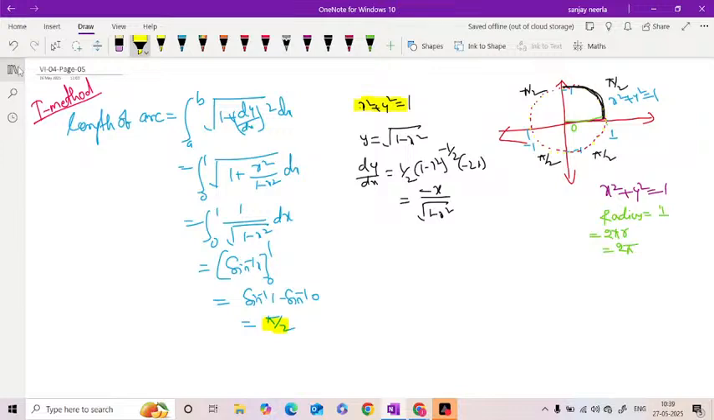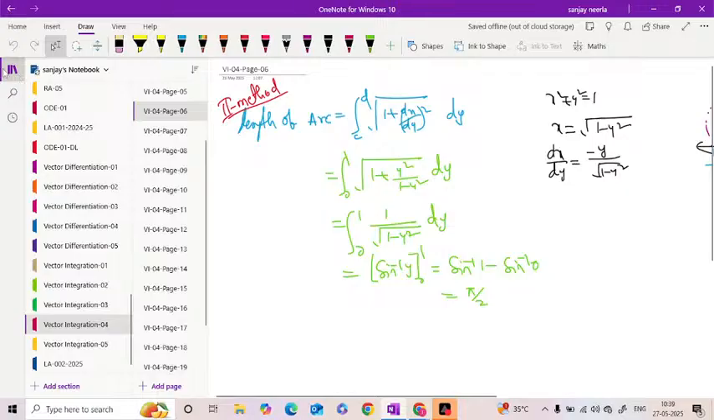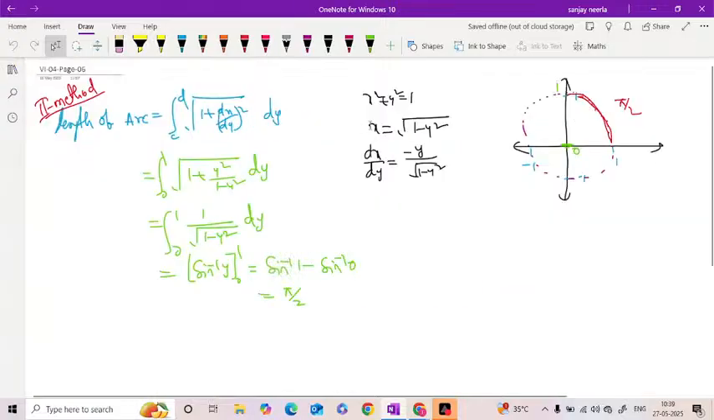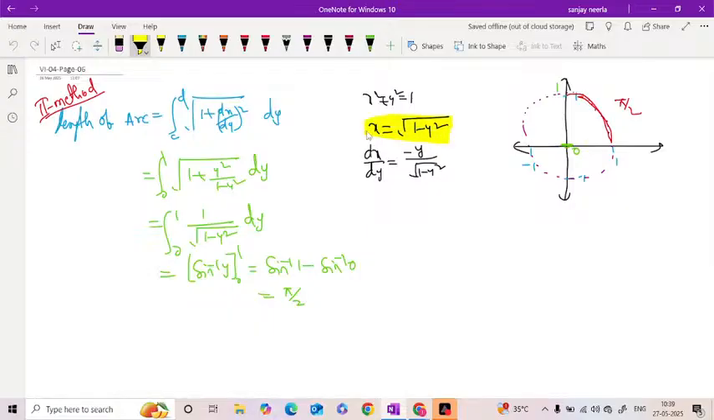Similarly, the second one, we can easily find with respect to y also. That means first of all separate the x. After separating the x, we get x is equal to the square root of 1 minus y square, and dx by dy is equal to minus y by the square root of 1 minus y square, and the formula for finding the arc length is the integral from c to d of the square root of 1 plus dx by dy whole square into dy. So here also we will get the result pi by 2.